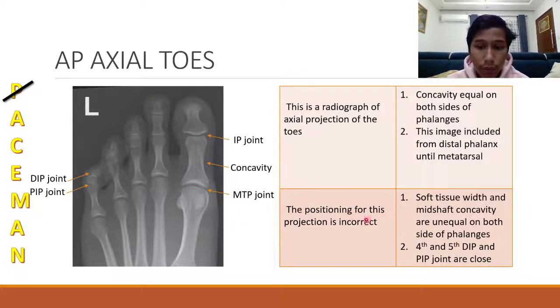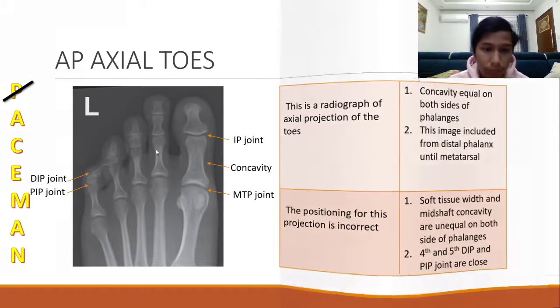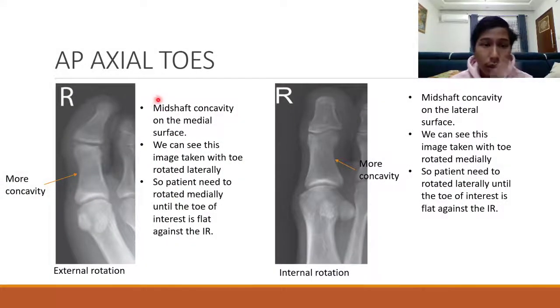The positioning for this projection is incorrect because the soft tissue width and the midshaft concavity are unequal on both sides of the phalangeal, and the fourth and the fifth DIP and PIP joints are closed. We can see this fifth and fourth DIP and PIP joint is closed. So this is an incorrect positioning for the axial toes.